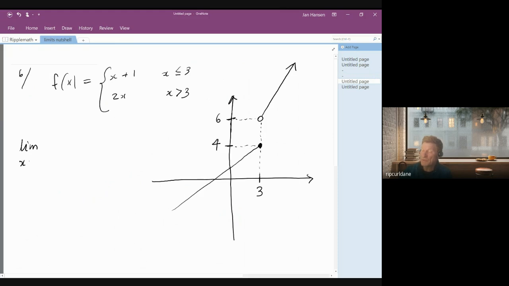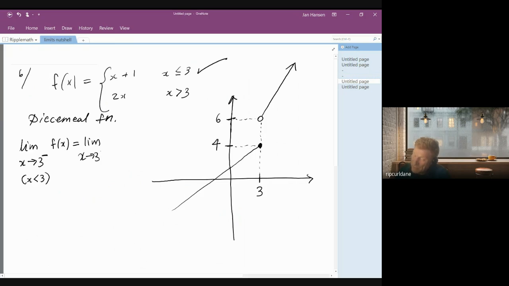As x approaches 3 from the left of f of x, this is where this notation is very important because it's a piecemeal function again. That's what we call it in Australia anyway. Piecemeal function. Now f of x in this case, if x approaches 3 from below, that means x is less than 3, right? So that means it's got to be this one. So it's x plus 1. So it's the limit as x approaches 3 from below, it's x plus 1, so it's equal to 4.